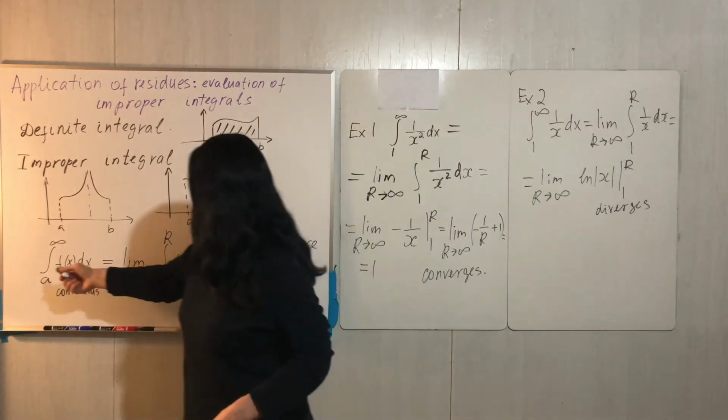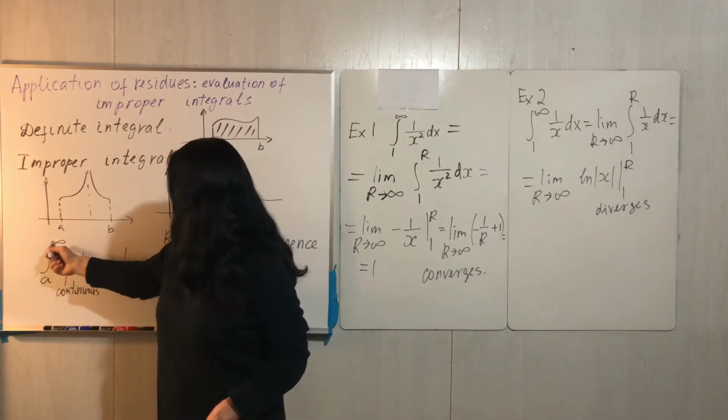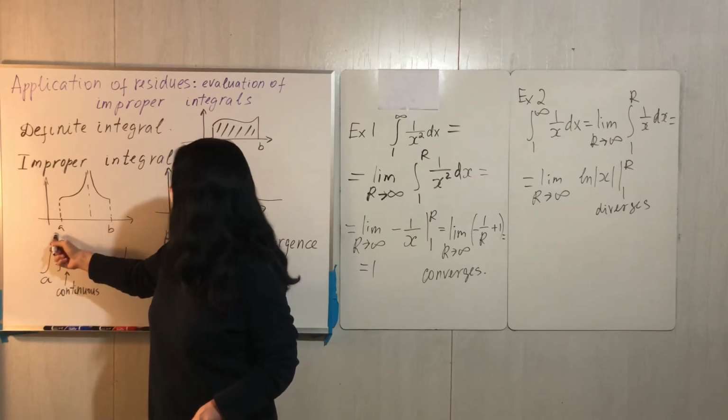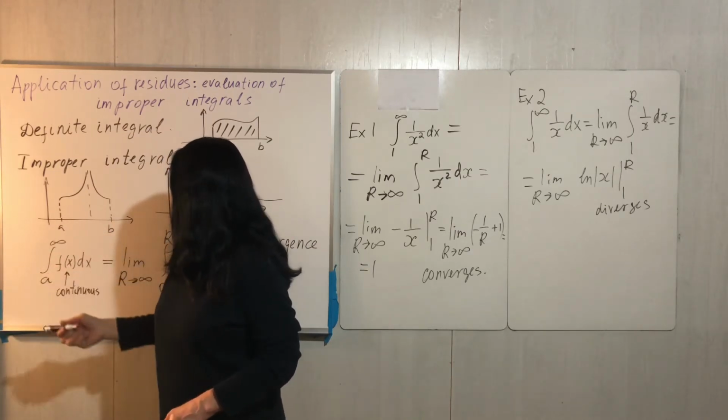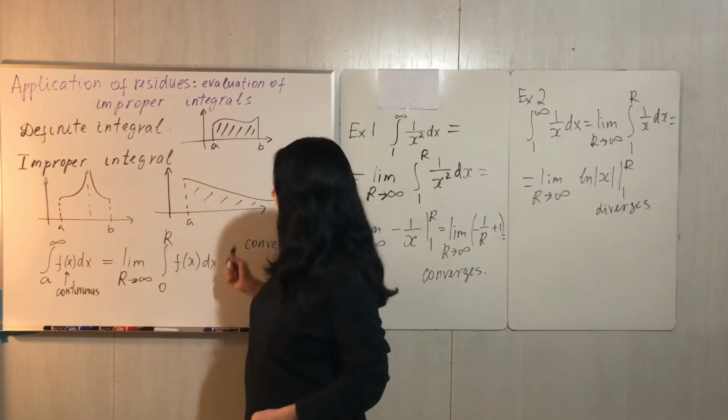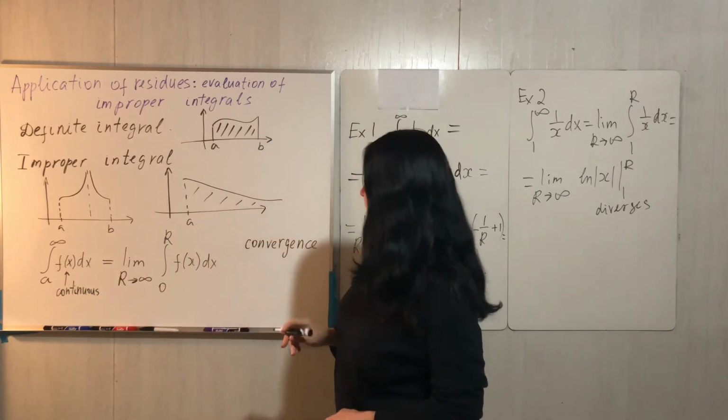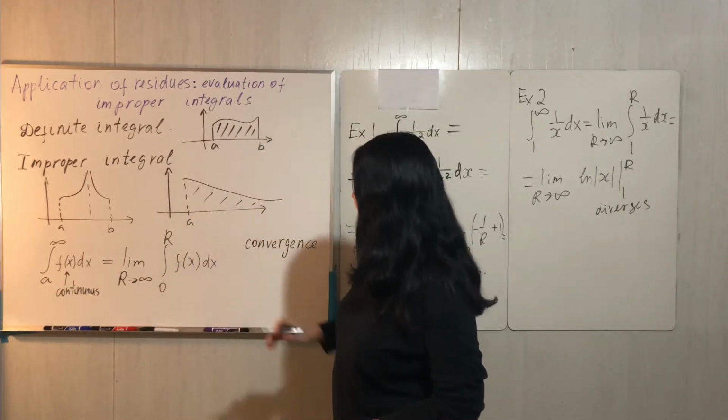Of course, similarly, we can put a finite number, say b, here, and put negative infinity here. And then the integral would be defined in a similar form.